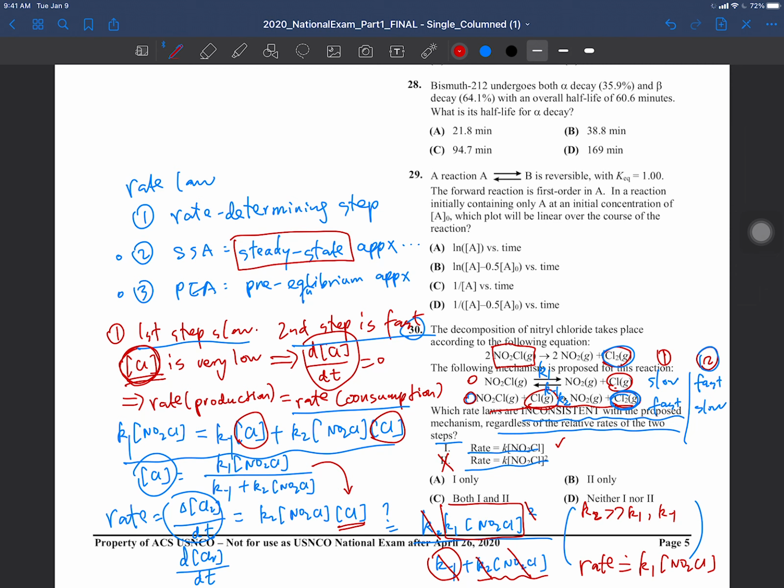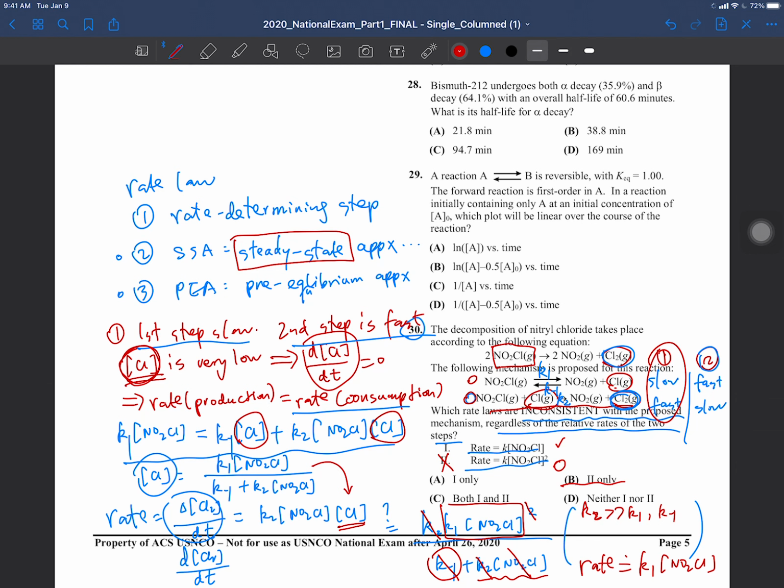So what we can choose, no matter what the relative rate of the two steps is, which one is always inconsistent? I think it is the second one, right? Because the first one is consistent when we make the first assumption, which is here. So I will say the answer is B. Is the answer B?